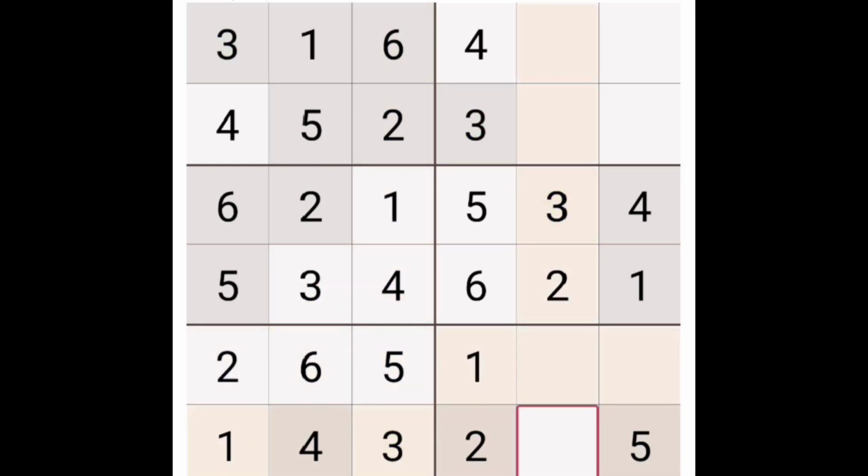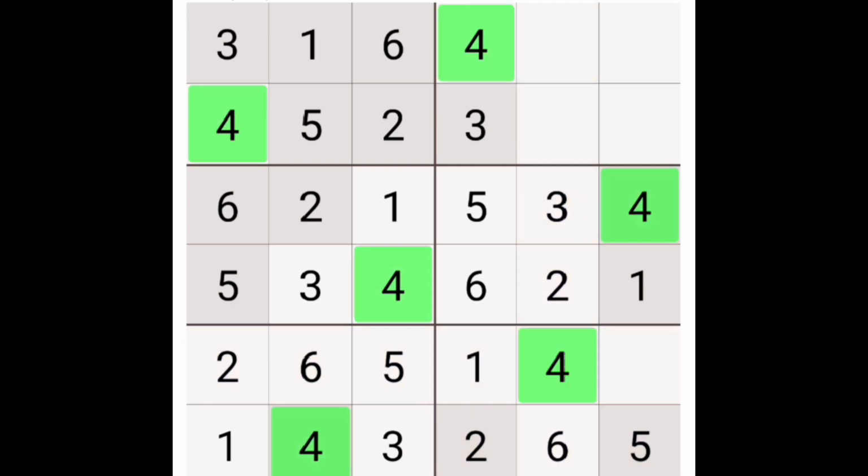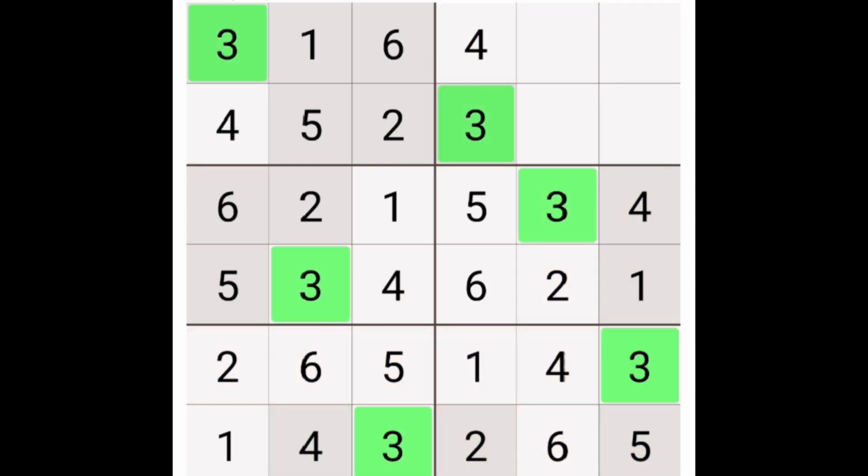So let us complete the last row. 1, 4, 3, 2, 5 are present. Which one is missing? That is 6. Let us complete the second last row, that is 2, 6, 5, 1. So 3 and 4 are missing. So 3 and 4 will come in these two cells. So 3 cannot come here. If you look up, 3 is present. So 4 will come here and 3 will come here.